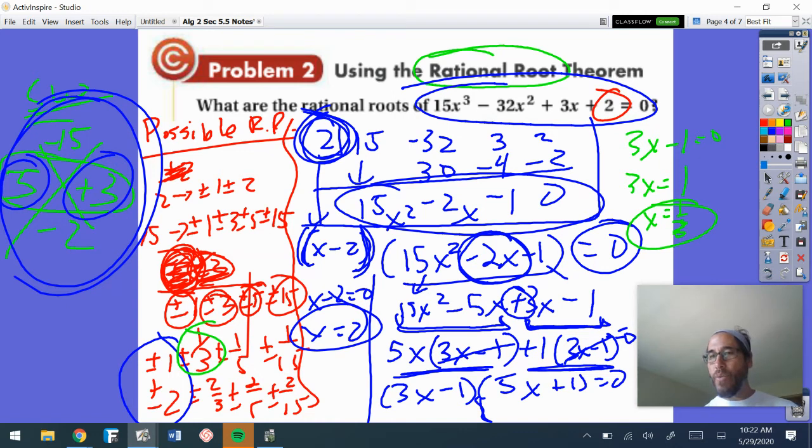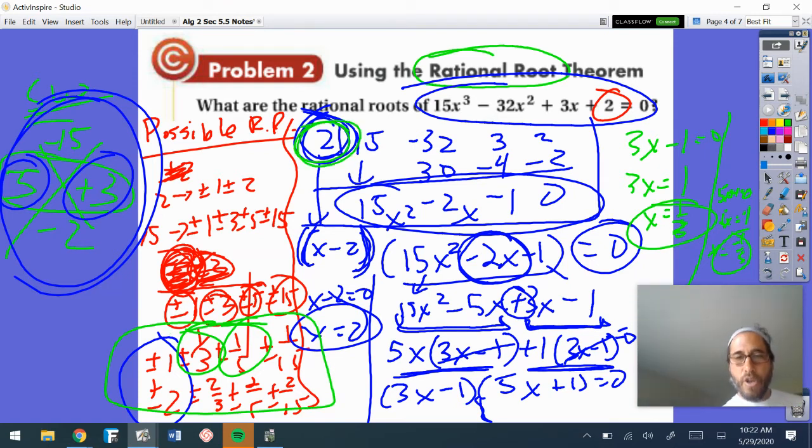And then I got my other one. Whew, am I running out of space? I get 5x plus 1 equals 0. You subtract the 1, and then you divide by the 5, and I get negative 1/5. Was that a possibility? It was. So isn't that interesting? Out of all those possibilities, three worked. What worked? That 2, that 1/3, and that negative 1/5. I don't know about you, but that was kind of fun. And those are all rational roots.